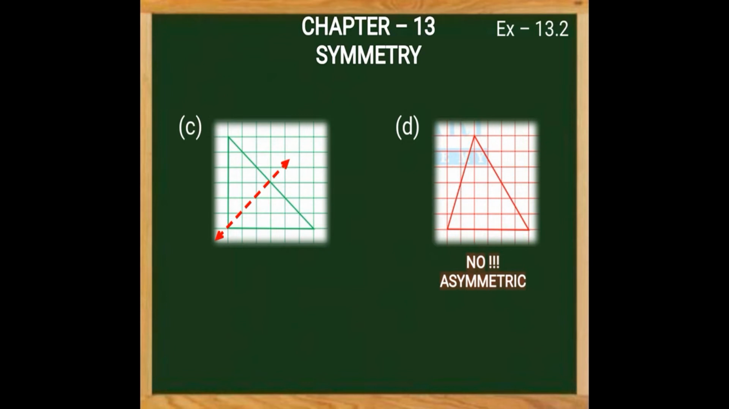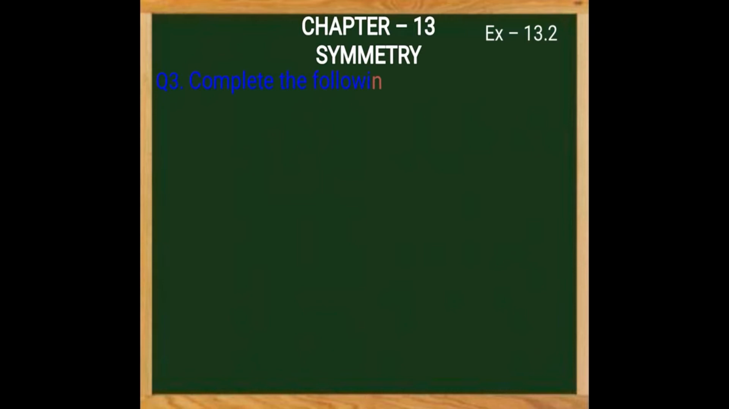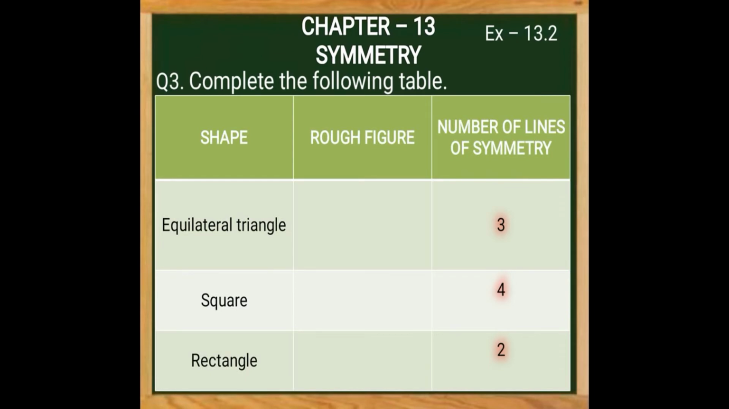Moving to our next question. Let us see what is the next question for us. We have question number 3, which says we need to complete the following table. Let's have a look at the table. The table has shapes. You need to draw rough figures, and then we have the number of lines of symmetry. So equilateral triangle has 3 lines of symmetry, square has 4 lines of symmetry, and a rectangle has 2 lines of symmetry.